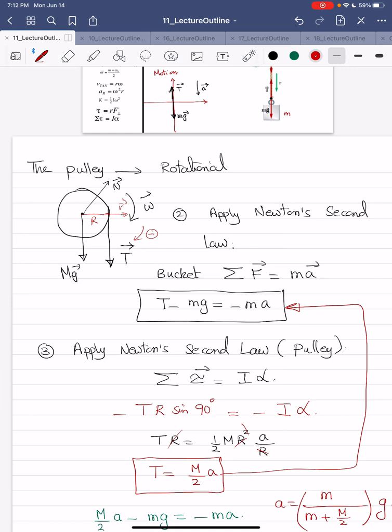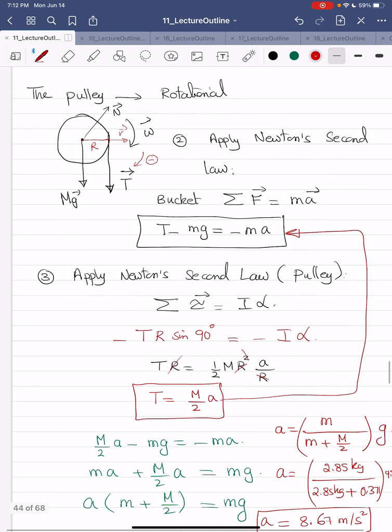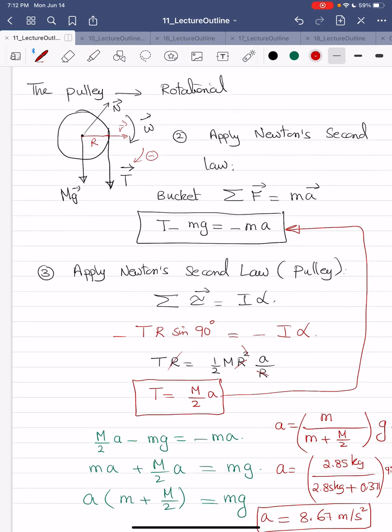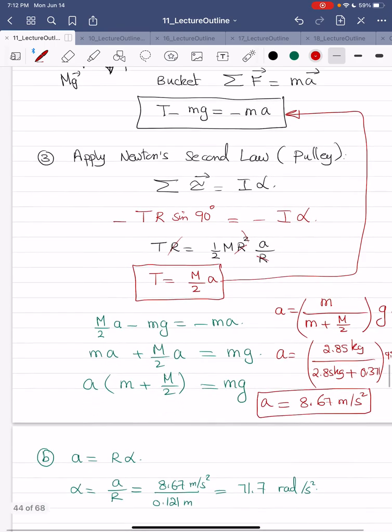Apply Newton's second law. This is for the bucket. Sigma F equals ma, and then T minus mg equals minus ma. And here a is the linear acceleration. We're gonna apply Newton's second law for the pulley. Sigma torque equals I times alpha: minus TR, the torque, the sign negative, T the force times R the distance, sine 90. Sine 90 is 1, and this equals minus I times alpha. Then the T, from that one, I can get it as m over 2 times a.